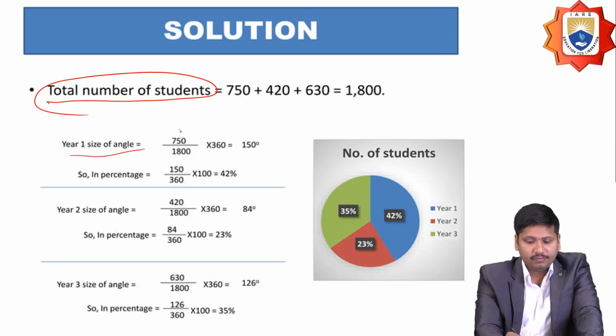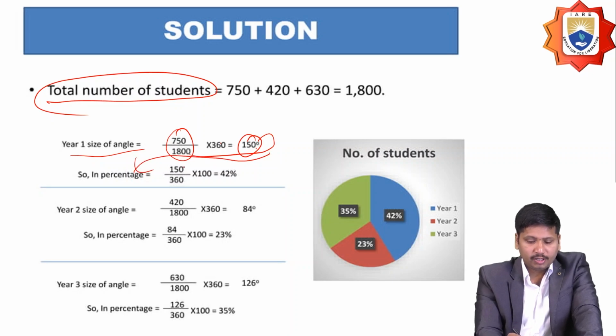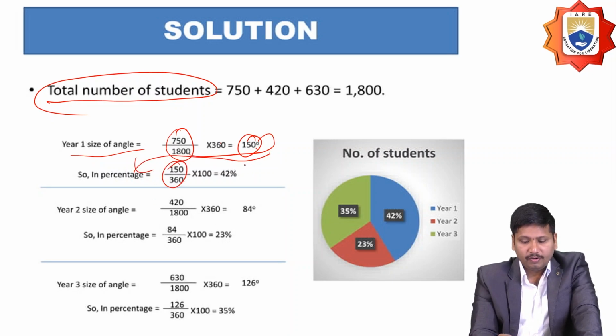So that means 750 divided by the total number of students, multiplied by 360. I'm going to get 150 degrees. This should then be represented as a percentage, so again I have to divide 150 by 360 and multiply by 100, so that I am able to get 42%.